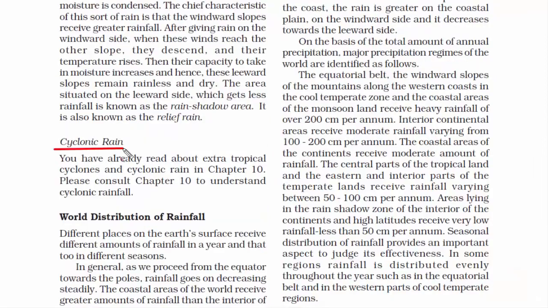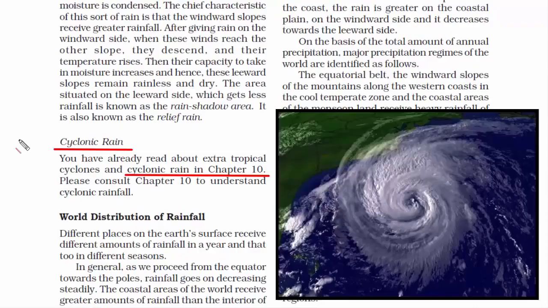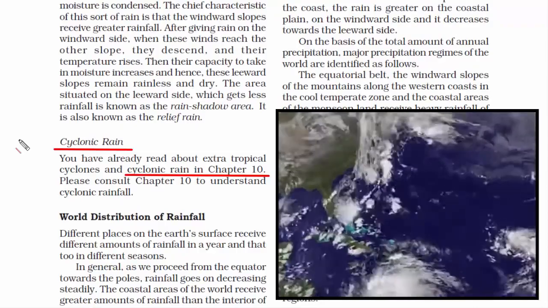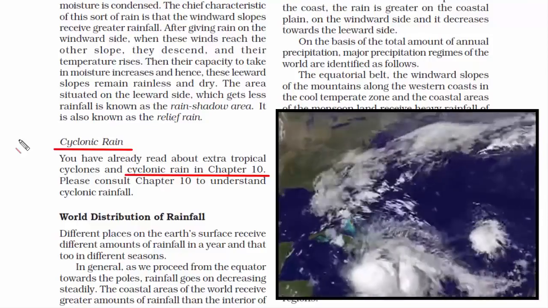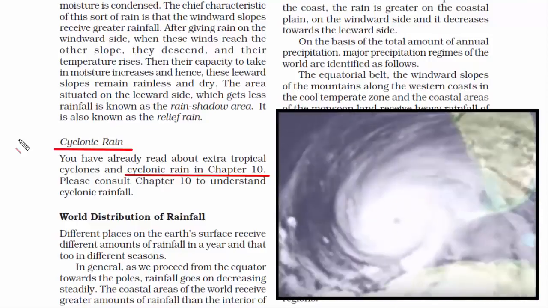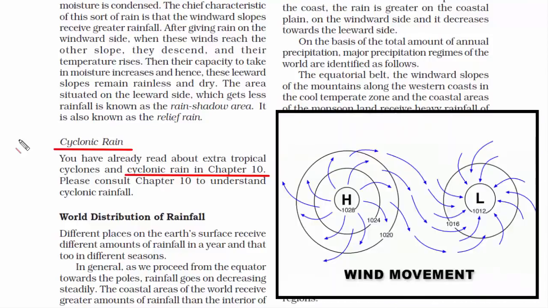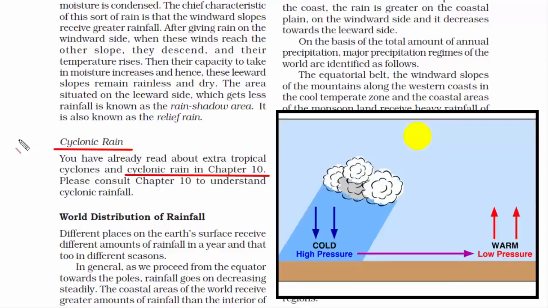The next one is cyclonic rain. Here the rain is caused by cyclonic activity. And if you see what a cyclone is, it is basically a large-scale air mass that rotates around a low pressure zone. Because always remember, wind moves from high pressure to low pressure zone. So clearly here we are talking about two winds of different temperature. One has to be warm and the other has to be cold. Because high pressure and low pressure areas are formed due to temperature differences.